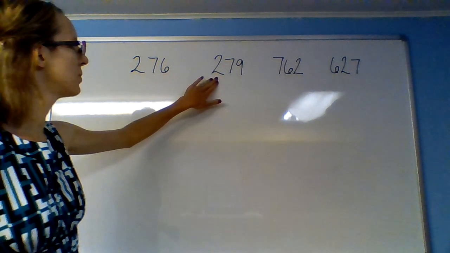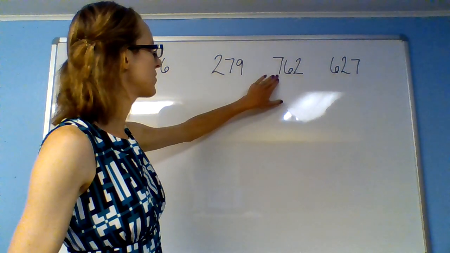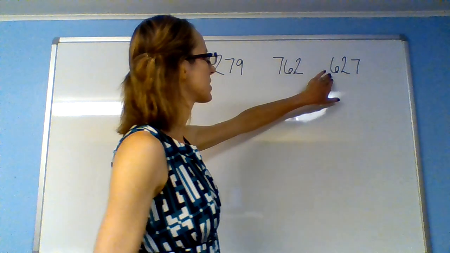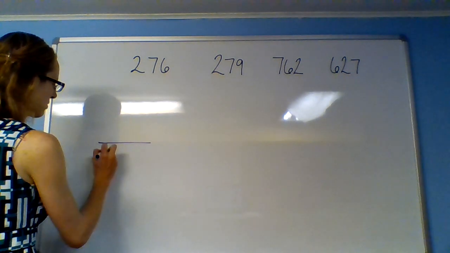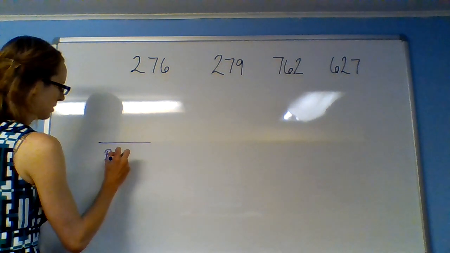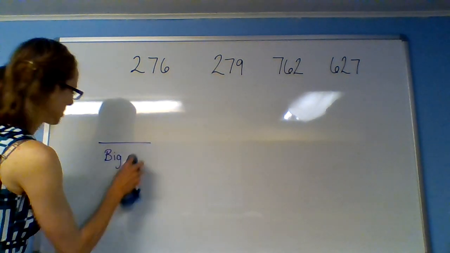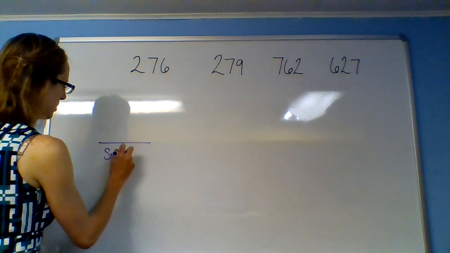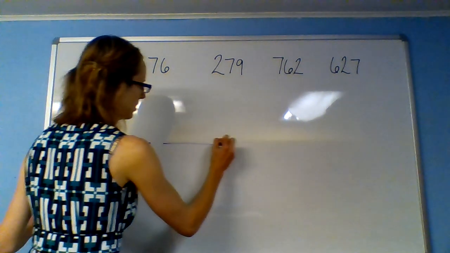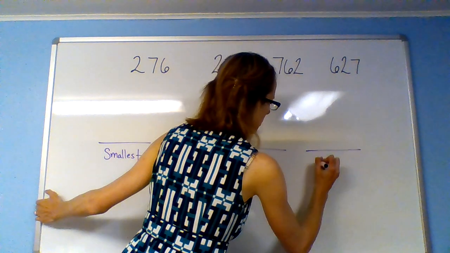276, 279, 762, 627. I want to put those numbers in order from biggest. I'm going to put the smallest on this side. Smallest to biggest.